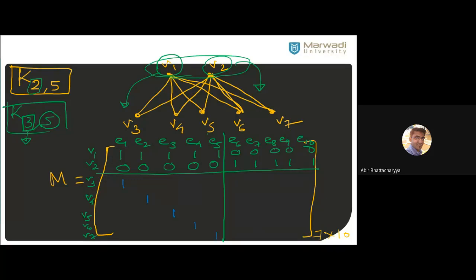That is an identity matrix. If you observe, all are 0 because they are not interconnected. All are 0, and this block is going to be an identity matrix. How many of you know identity matrix? This is an identity matrix.